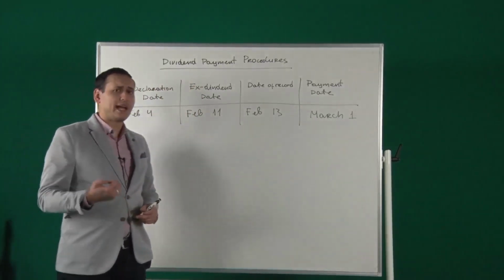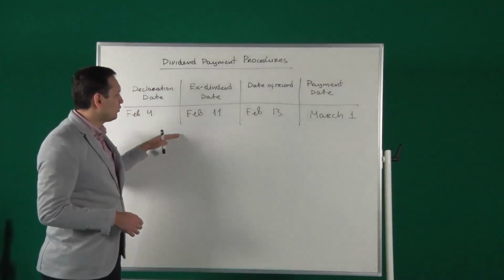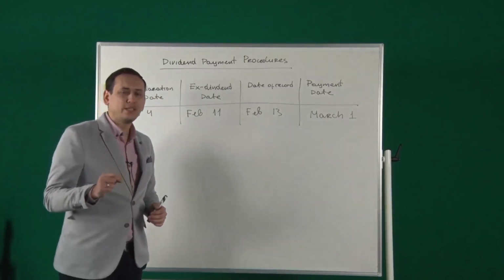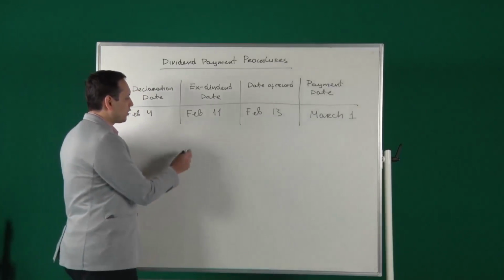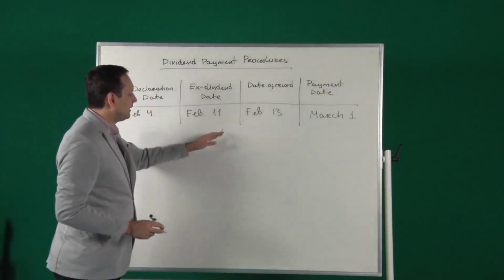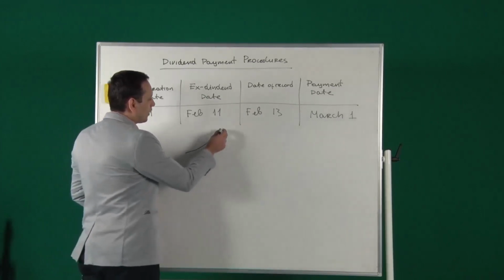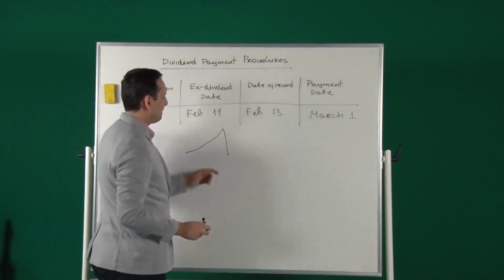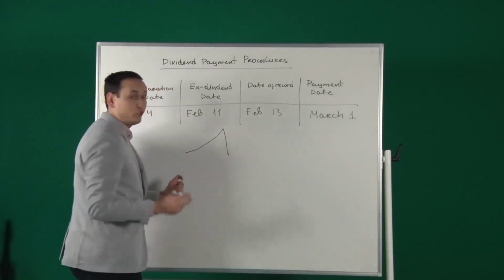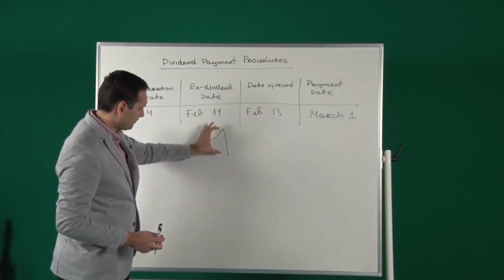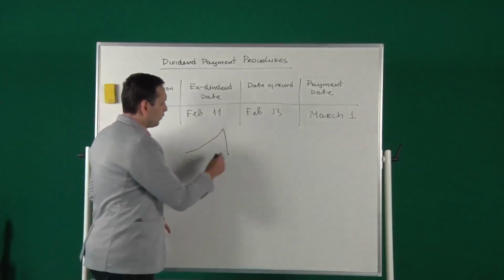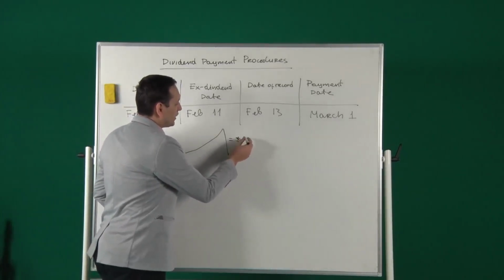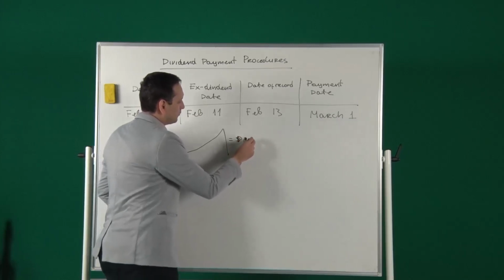Therefore, what usually happens is that close to this date, the price of stock increases. The price of stock increases here, and once it closes, the price of stock goes down on this date. Because it will adjust, and usually the difference will be equal to the dividend per share.